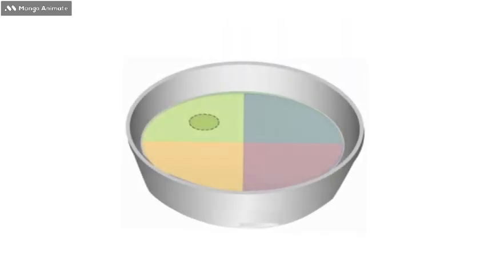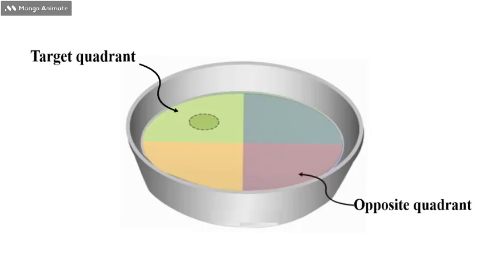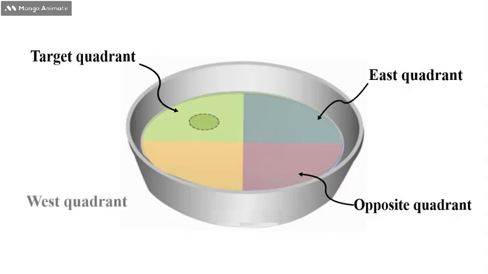The apparatus is virtually divided into 4 quadrants, namely, the target quadrant which contains the hidden platform, the opposite quadrant, east quadrant and west quadrant. These divisions are not physical barriers, rather there are 2 imaginary perpendicular lines like a plus shape used to divide the pool into 4 quadrants.